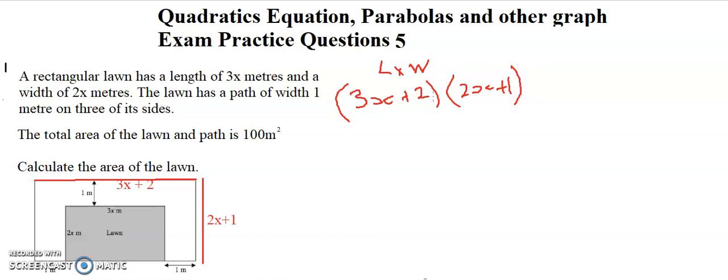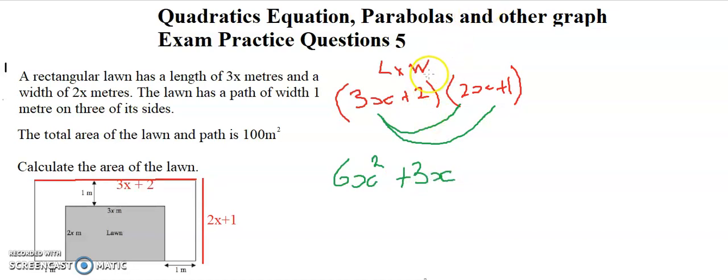So let's expand this. We've got 3x has to times with the 2x, and it needs to times with the 1. So 3x times 2x equals 6x squared. Then I've got 3x times 1 equals 3x. Then the 2 needs to times with the 2x, and the 2 needs to times with the 1. So 2 times 2x is 4x. And 2 times 1 is 2.